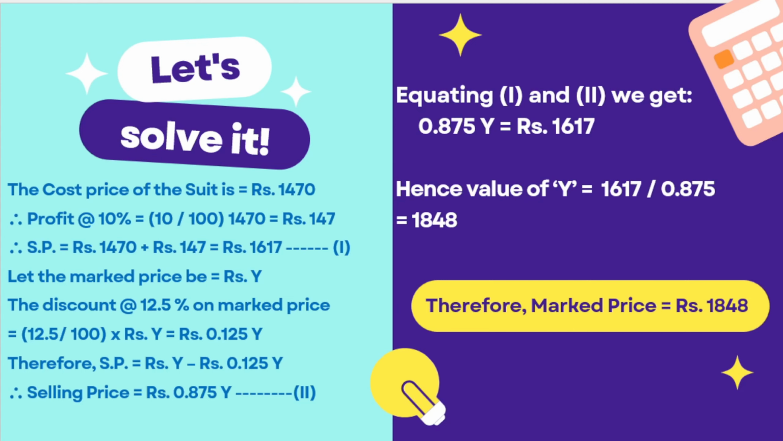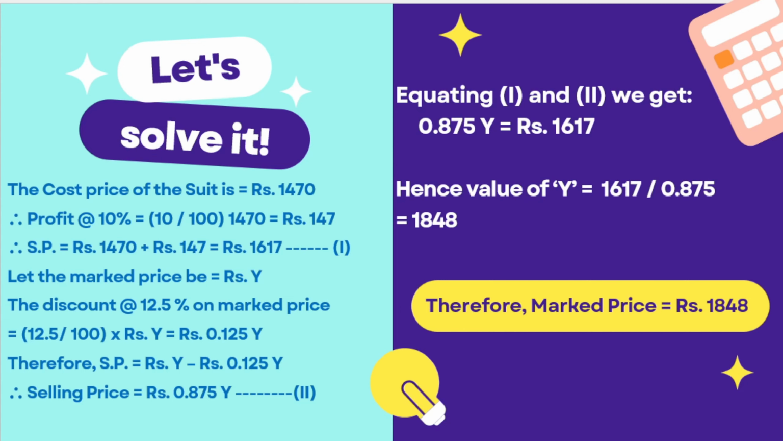Let the marked price be equal to Rs y. The discount at the rate of 12.5% on marked price can be calculated as equal to 12.5 divided by 100 into marked price of Rs y, which is equal to Rs 0.125y. Therefore, selling price can be expressed in terms of marked price as equal to marked price of Rs y minus discount of Rs 0.125y, which comes to Rs 0.875y.